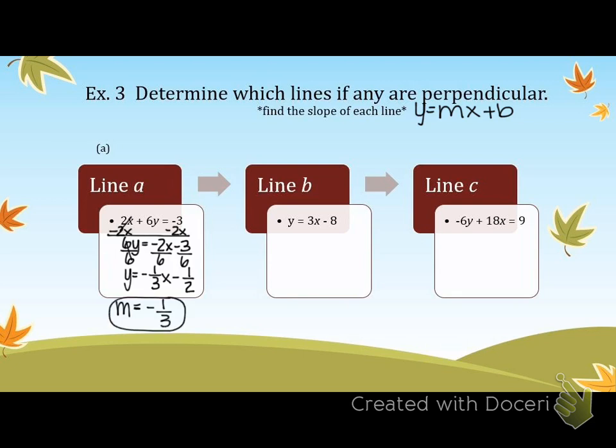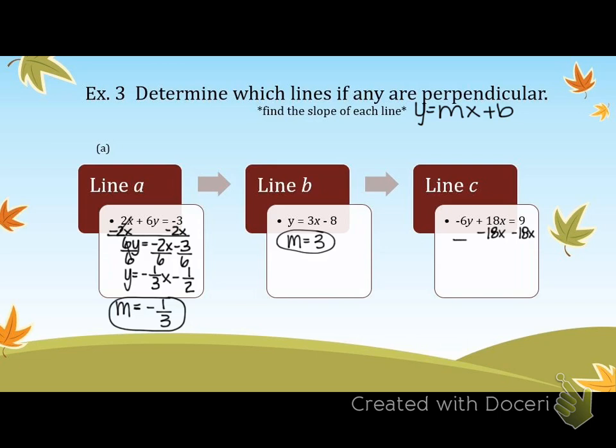And look at line B. Is line B in the correct form for us to pull the slope out easily? Yes, this one's already in slope-intercept form. So what's the slope of this line? 3. So m equals 3 is all we need to write down, and then we're going to circle it. All right, line C. Not in the right form. So what are we going to do first? Subtract 18x.